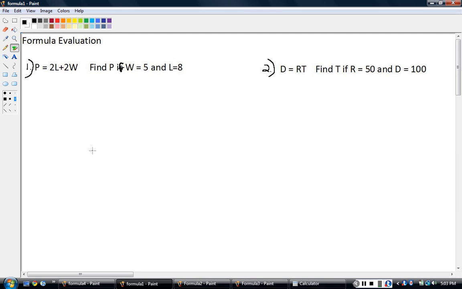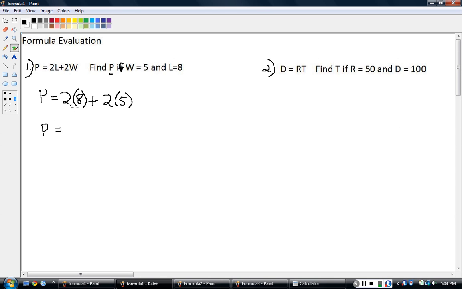Okay. So not too bad here if we remember how to solve these. So P equals 2 times L, which is 8, plus 2 times W, which we know is 5. Okay. And once we plug in our variables, there should only be one unknown left, and that's what we need to solve for. Right, and it tells you find P. So our final answer should be P equals.